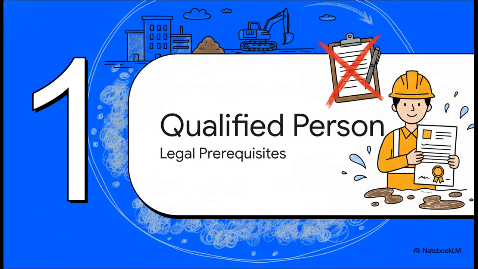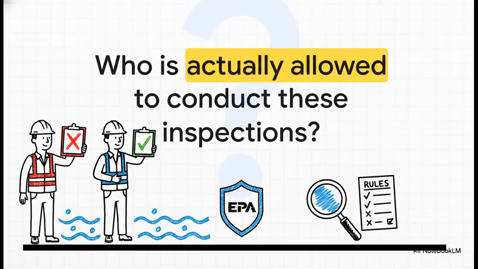Starting with Section 1, Becoming a Qualified Person, and the legal prerequisites. So, before you even think about stepping foot on a construction site to do these checks, you might be wondering, who is actually allowed to conduct these site inspections? Can you just hand a clipboard to anyone on the crew and tell them to go look at the mud? Well, for a long time, the rules were honestly a bit loose. And the EPA realized that a lot of permitted operators were failing to conduct adequate inspections. So, they decided to draw a hard line in the sand.